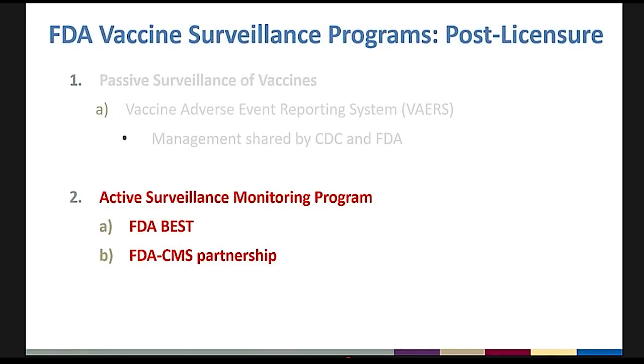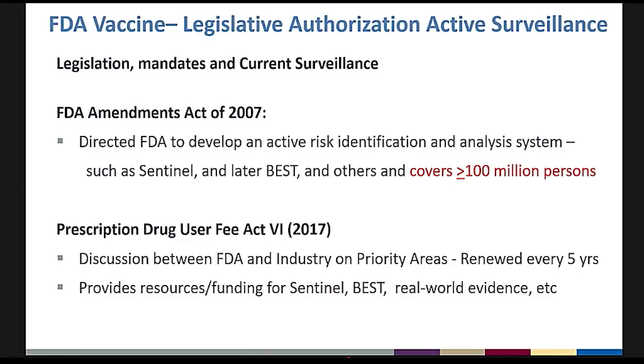All right, so I'm going to talk largely about our active surveillance program. I just wanted to give you some brief background on our active surveillance work. There is legislative authorization for FDA to conduct active surveillance. One set of legislation is the FDA Amendments Act of 2007, and that really directed FDA to develop systems that I'm going to talk about, such as BEST and Sentinel. I just wanted to remind people that these systems were mandated to cover more than 100 million persons. So you're going to see some large database numbers in the systems that I'm going to talk about.